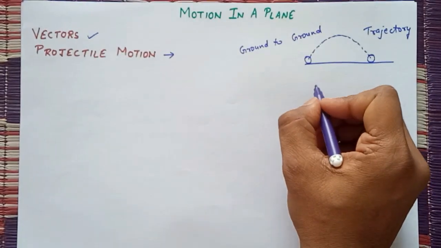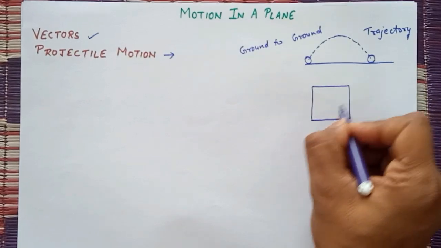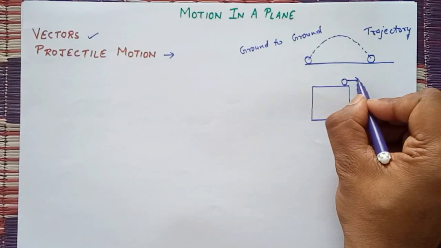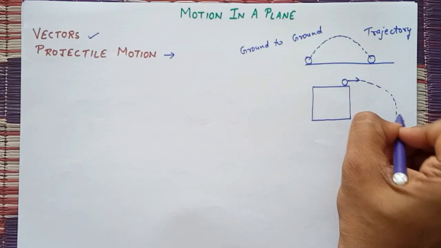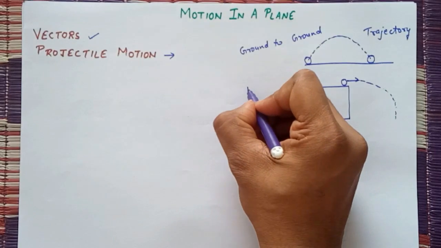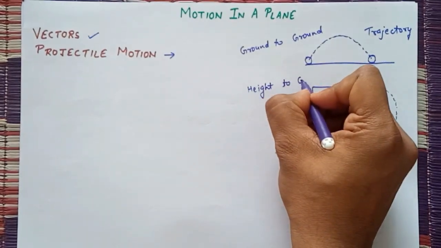Another one is, if we are at some height and the object is here, we throw the object in the horizontal direction and it goes like this. It is again a curved path, and this is known as a height to ground projectile.